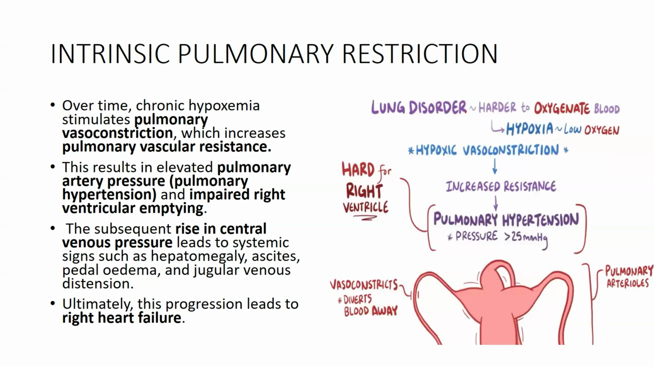And this resistance is going to be transmitted all the way down to the right ventricle. So you'll have impaired right ventricular emptying, and you'll have a rise in central venous pressure. And over time, a patient with this type of resistance will be at a high risk of developing right-sided heart failure. And that is what happens in the intrinsic pulmonary restriction.